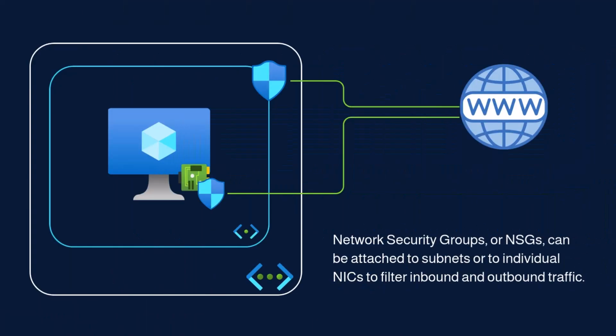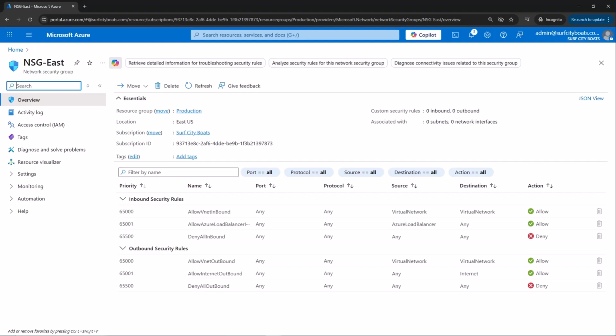Security is another key aspect of VNet design. To address this, Azure provides network security groups, or NSGs, which you can attach to subnets or individual NICs to filter inbound and outbound traffic. Each NSG contains rules that allow or deny traffic based on IP, port, and protocol.